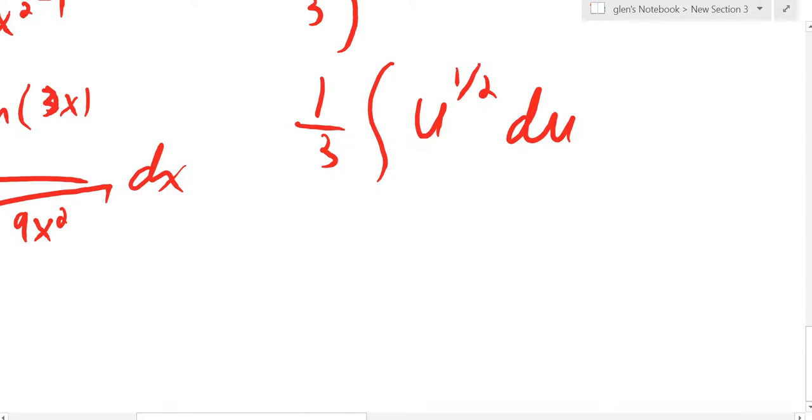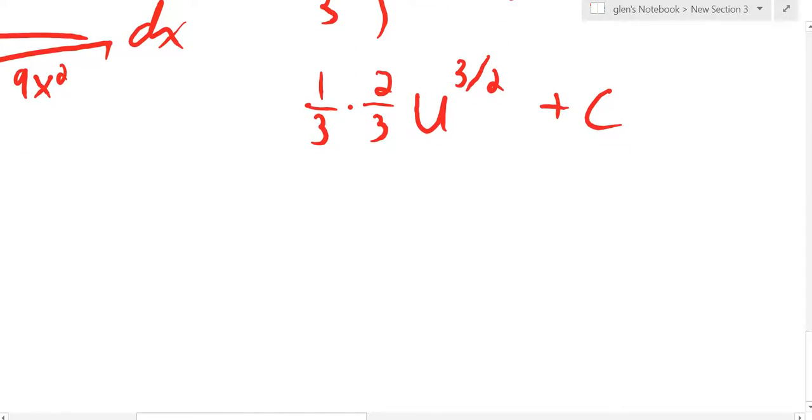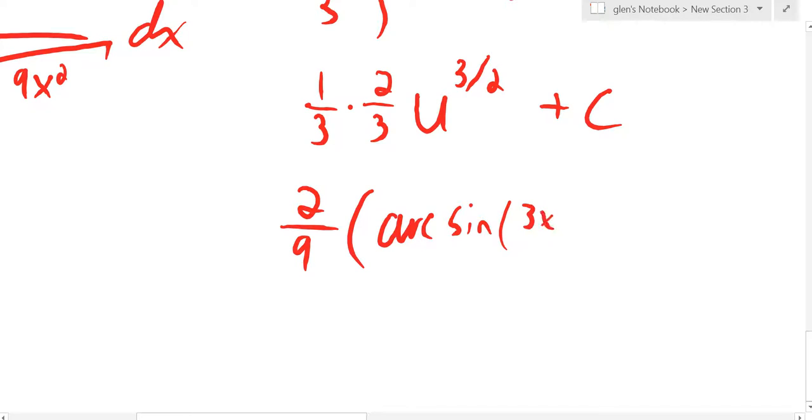So u to the half becomes u to the 3/2. We're going to multiply that by 2/3, and there's already a 1/3 out there. And now that integral's gone. We've done the integral plus c. So the integral sign and the du are gone. They're a package. Okay? And then you plug back in what u was. So we get 2/9 arc sine of 3x to the 3/2 power plus c. Okay?